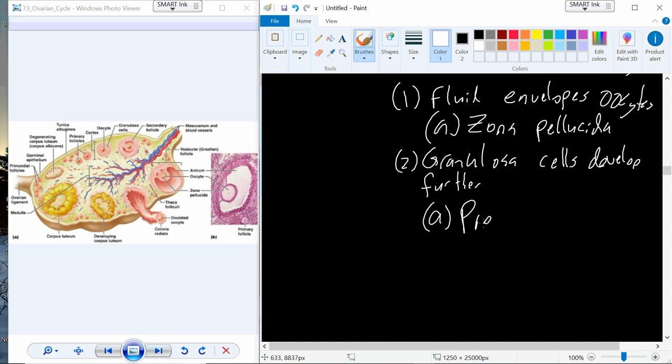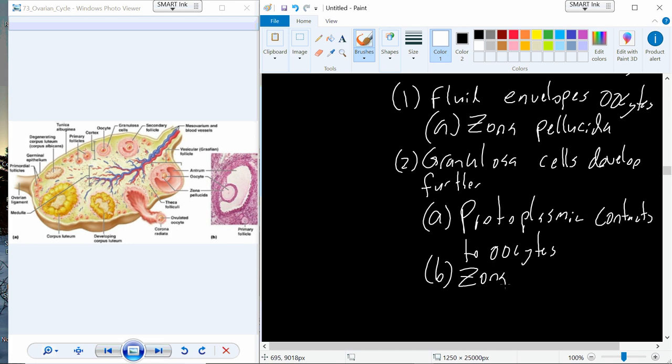And as they develop further, we have this development of what's known as the protoplasmic contacts that are made to the oocyte, which are basically, you can't really see them, but you have these contacts through the zona pellucida, that kind of inner clear zone to the oocyte. And then what surrounds the rest of the follicle here. So zona pellucida on the inside, protoplasmic contact with the zona pellucida and with the oocyte, and then the surrounding creates the zona granulosa.